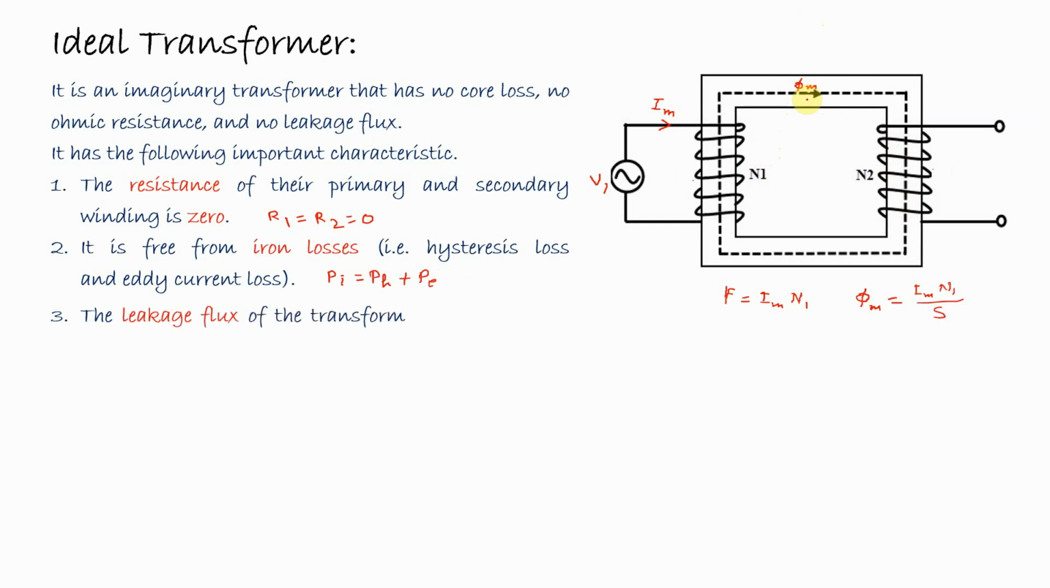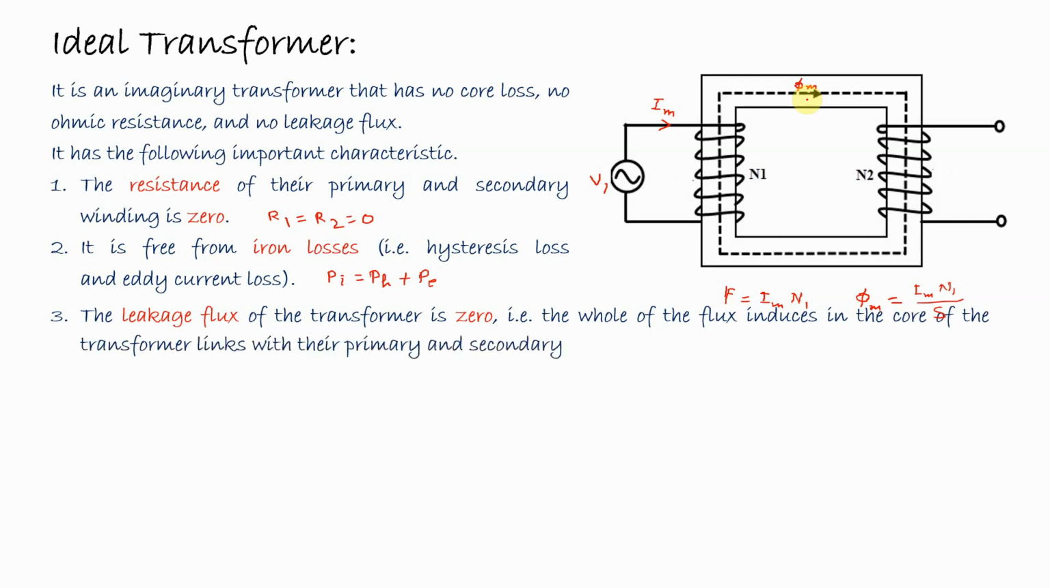The next point is that there will be no leakage flux in the transformer. That means the whole flux which is produced in the primary side will cut the secondary winding as well as the primary winding. When the current is flowing through the primary winding, the flux will be developed, the magnetomotive force will be produced, and it is considered that there will be no leakage flux in this system. The entire flux will flow through the high permeability core material. There will be no leakage flux in the system.